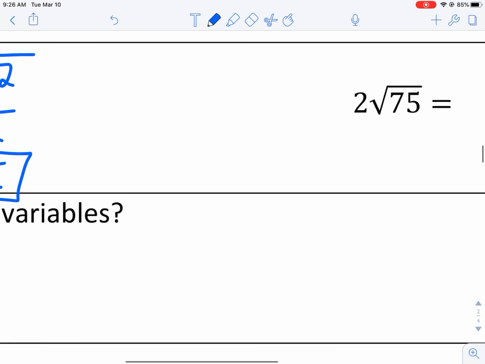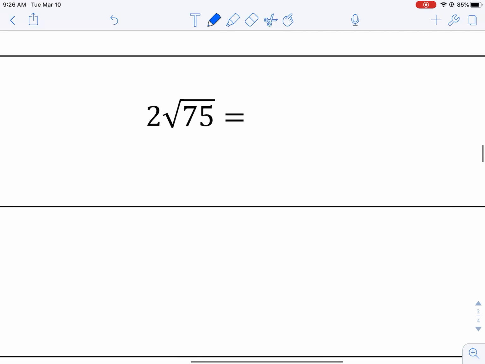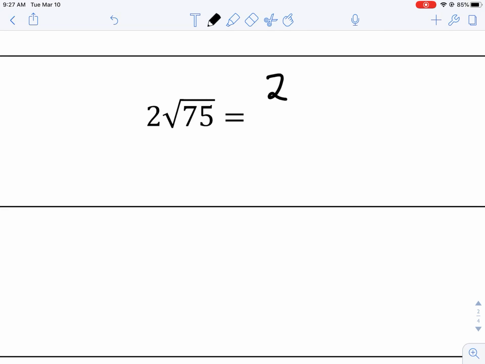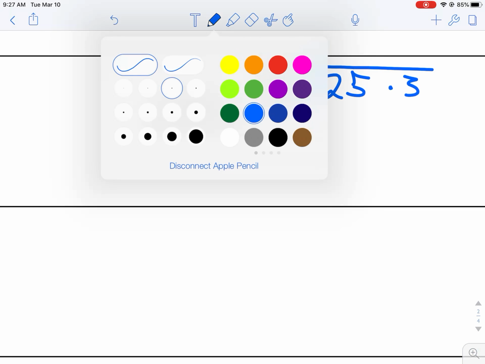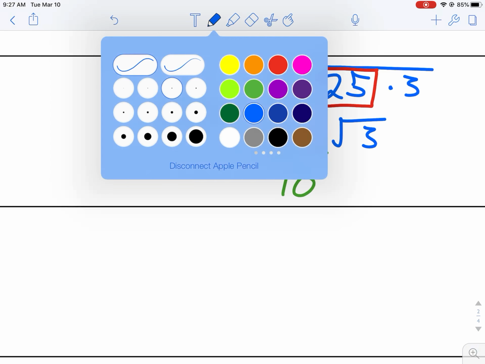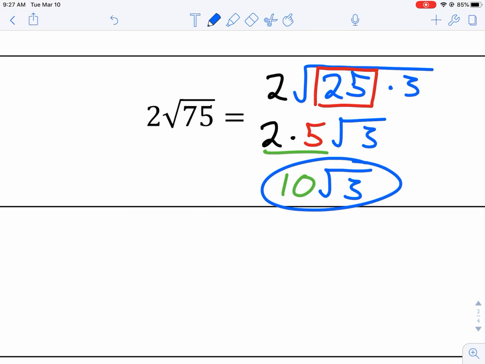Let me show you that again with this example here. 2 times the square root of 75. So that 2 is going to still be a part of our problem here. And then the square root of 75, well, that's 25 times 3. And then 25 is a perfect square in itself, which is 5. So that means it's 2 times 5 square root of 3. And 2 times 5 is 10. So 10 square root of 3.